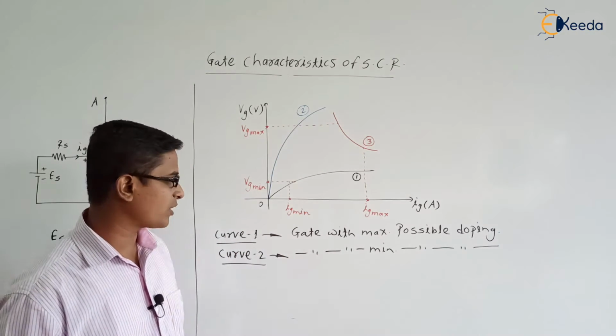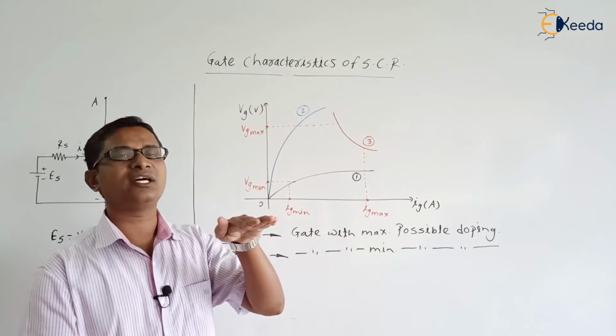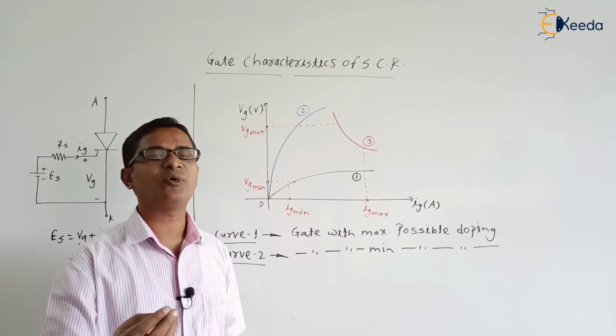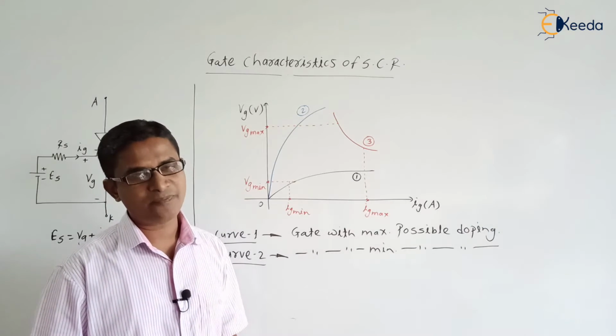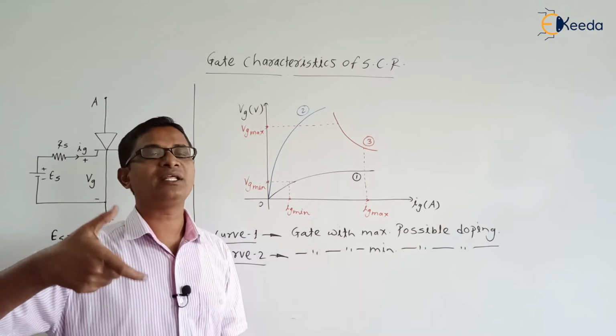Are you getting the point? Okay, minimum possible doping we are having. Means in the inner p-type layer we are having a very small number of positive charge carriers. So in order to get more current, what is required? We need to maintain the maximum Vg.